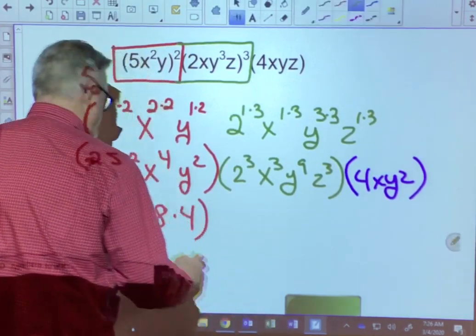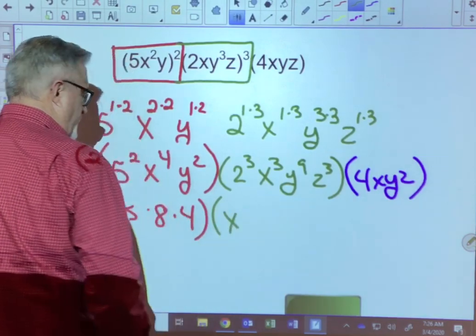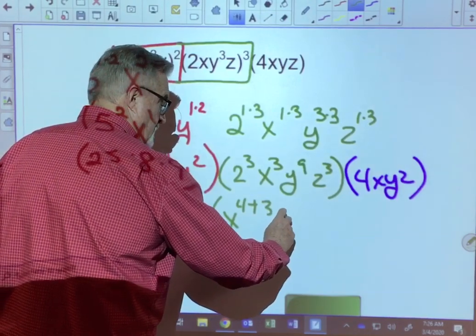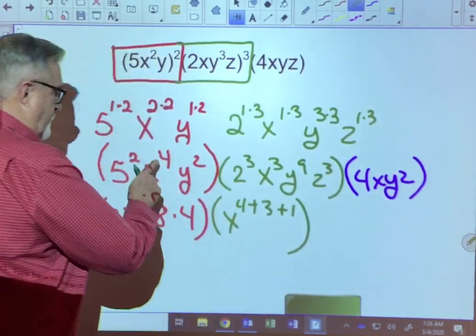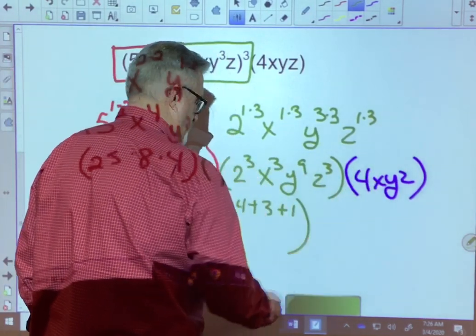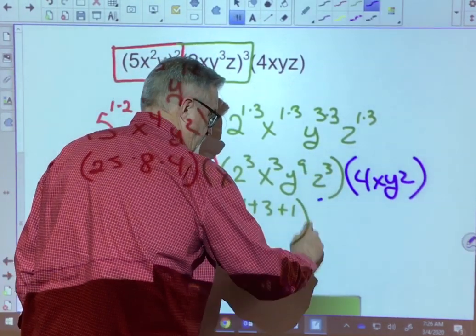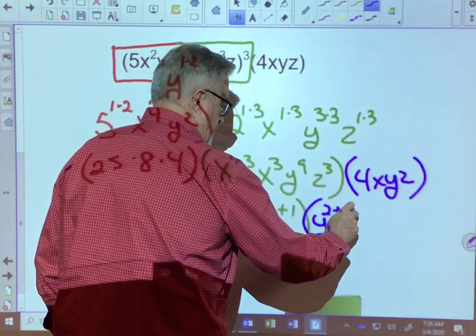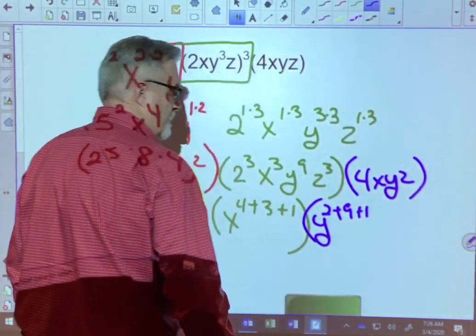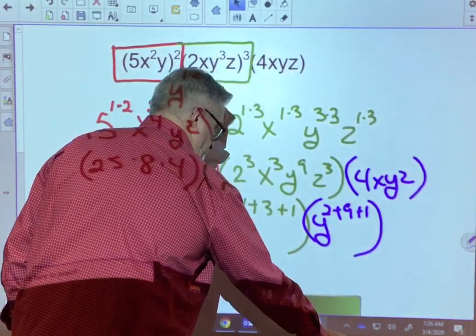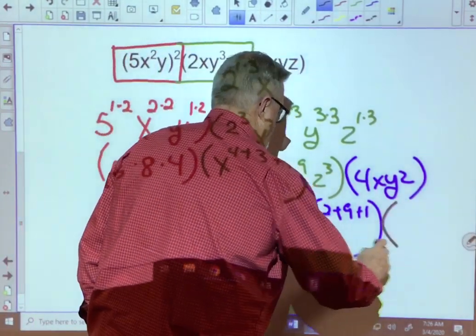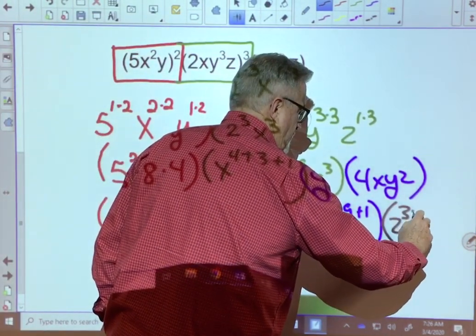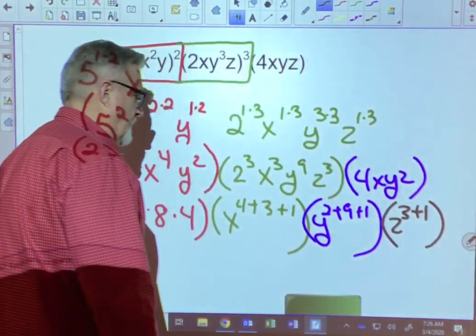Next, we're going to go ahead and take our x's. So we would have x to the 4 plus 3 plus 1 power. We've got 4 here, 3 here, and 1 there. Our next one, we need to take care of y. It would be y to the second power plus the ninth power plus the first power. And last but not least, we've got z. There's not a variable here. Here's z to the third power plus 1 because we have z to the first power.